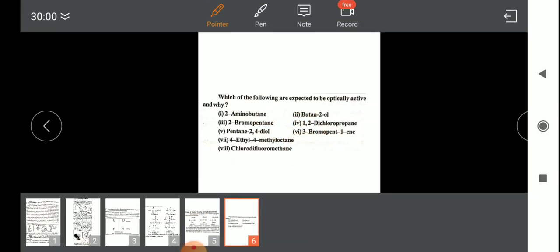Say, for example, 1,2-aminobutane. First you need to write down the structure. You can write down the open structure where you can see all the groups attached to the carbon, and after that just see whether that carbon atom is chiral or not. That means whether it is attached to four different groups or not. And just write down which of these are optically active. Optically active means it will rotate the plane polarized light, which we have already discussed. So complete this assignment and send it to my mail.